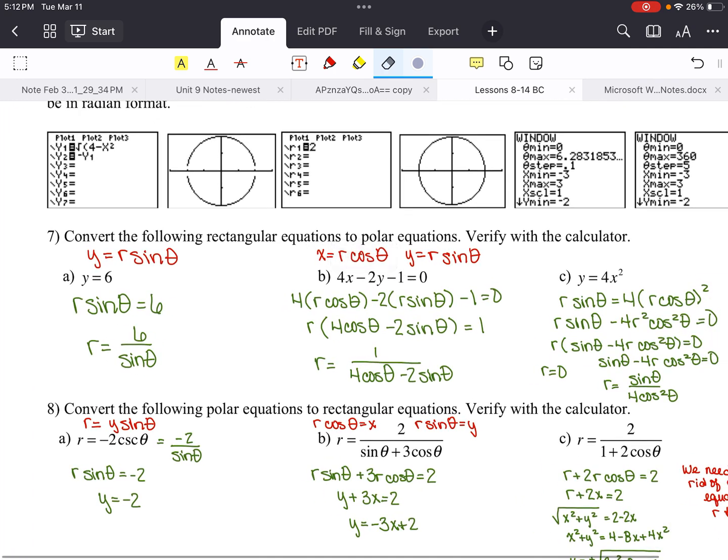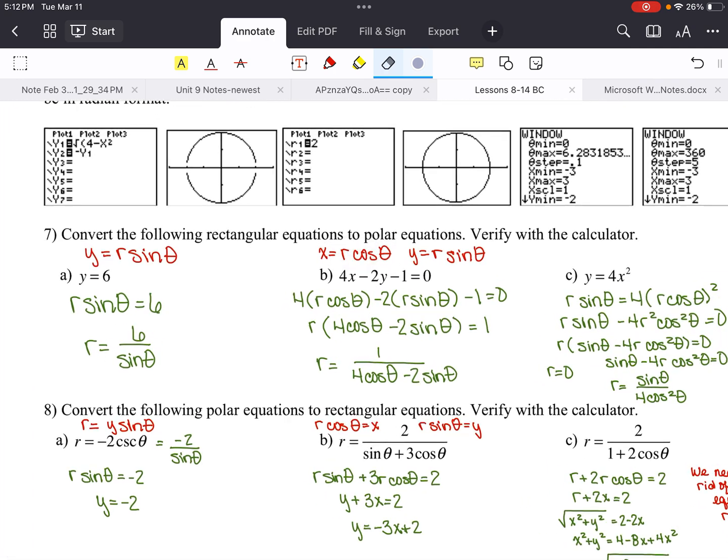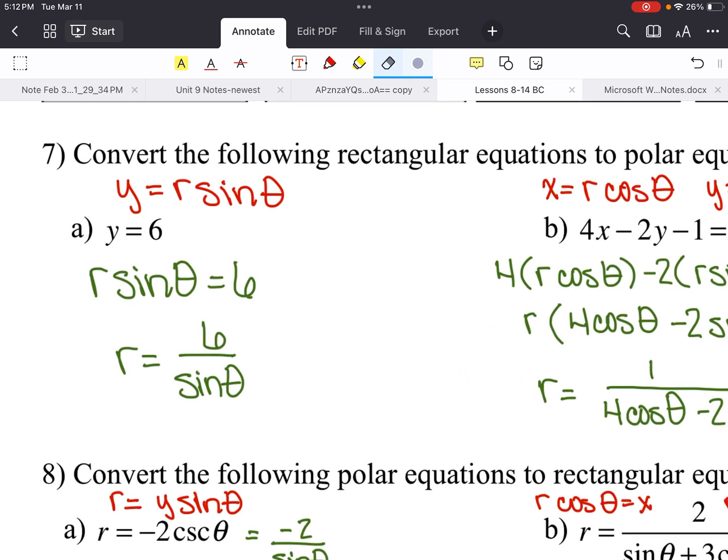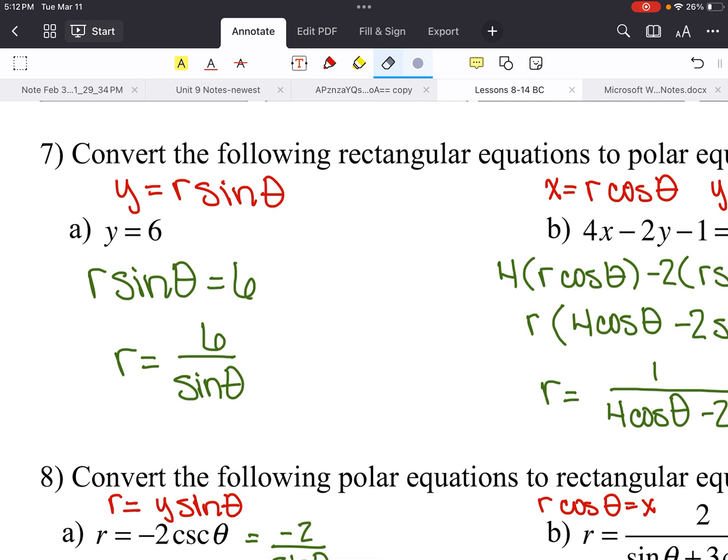Okay, this one, and then I'm going to stop this video and I'll do the rest of this in another one. So convert rectangular to polar. What do you do when it has an equation? Well, you use the same identities. y is equal to r sine theta and x is equal to r cosine theta.